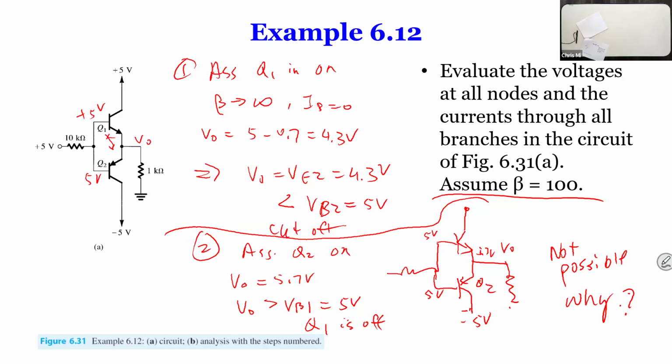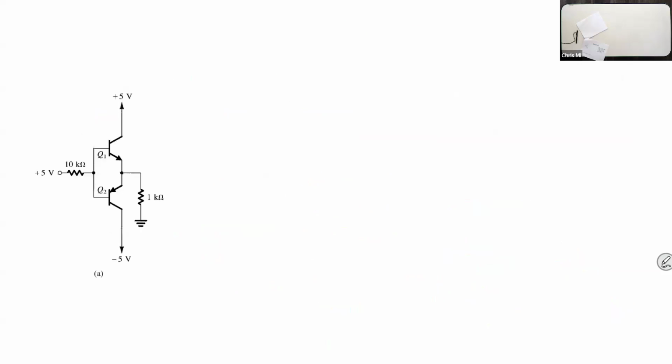But it can't be both, right? One of them has to be wrong. So why would this happen? Why did we make a mistake like that? Let's go ahead and redraw the circuit. We're going to do it again and see what happened exactly, especially starting with Q2.